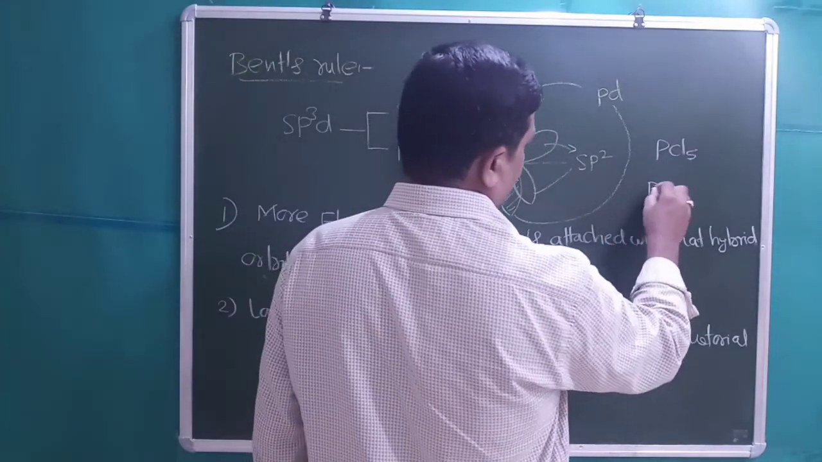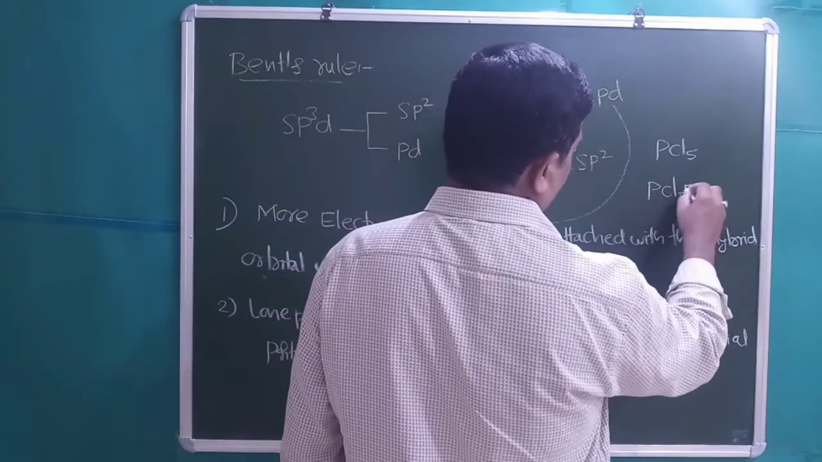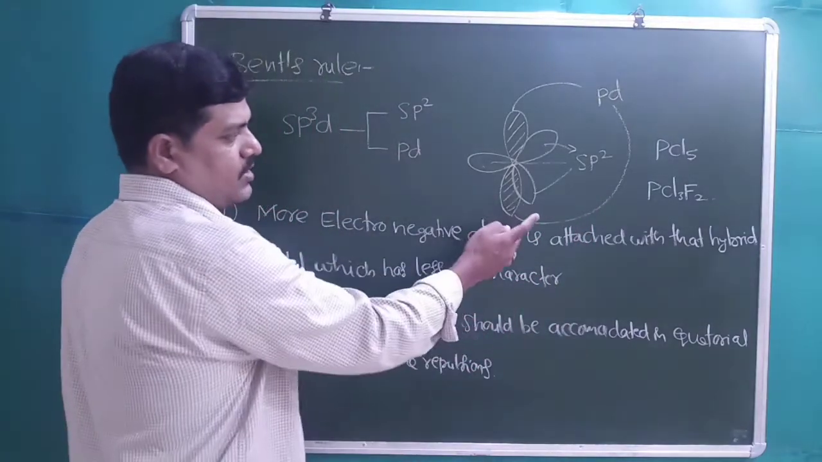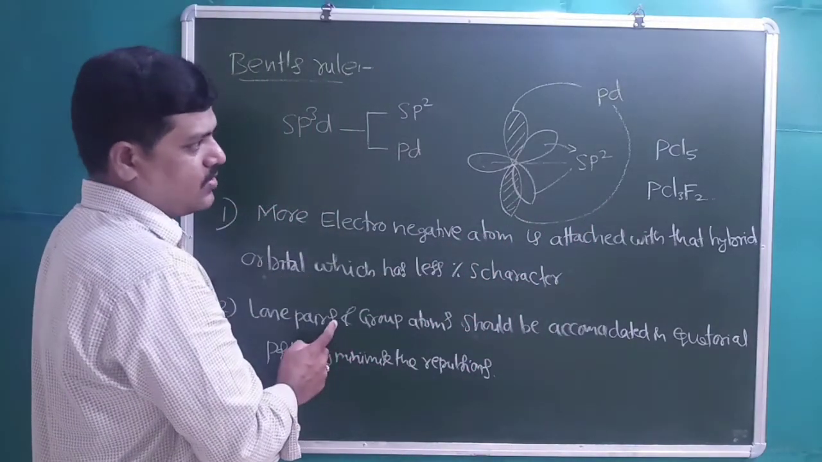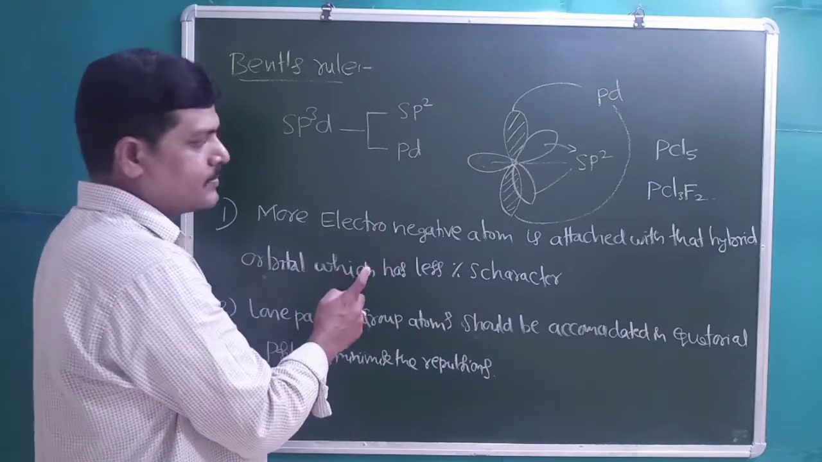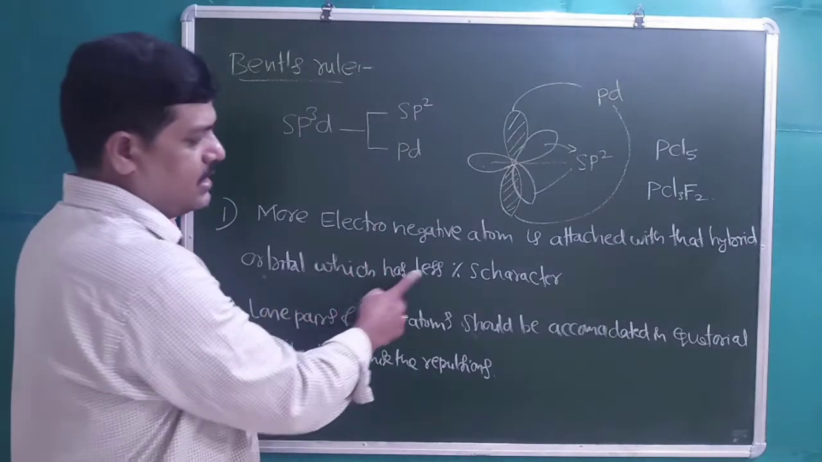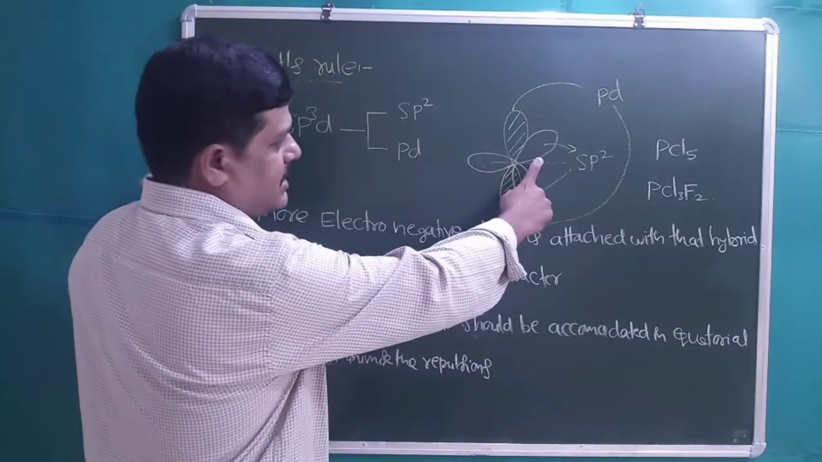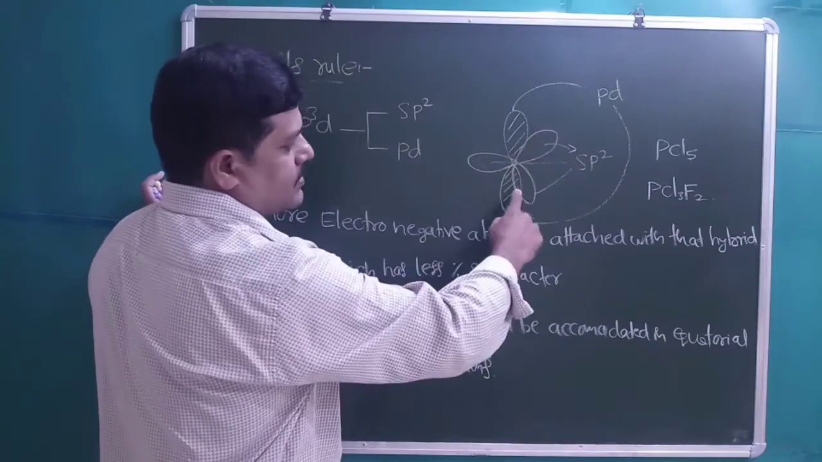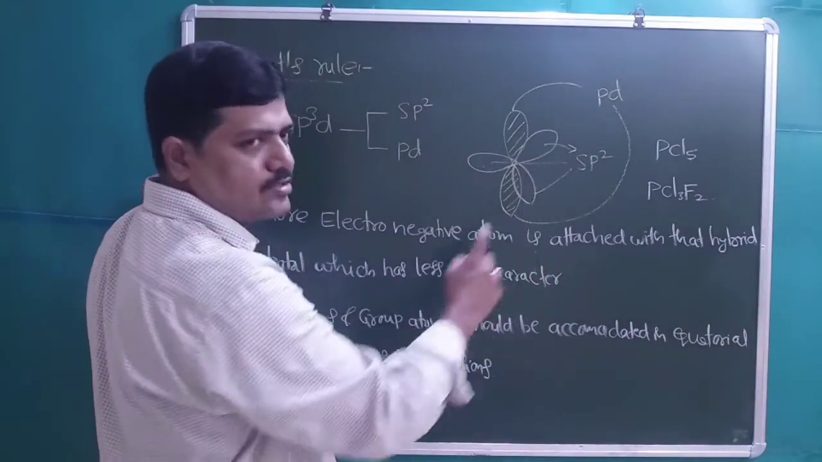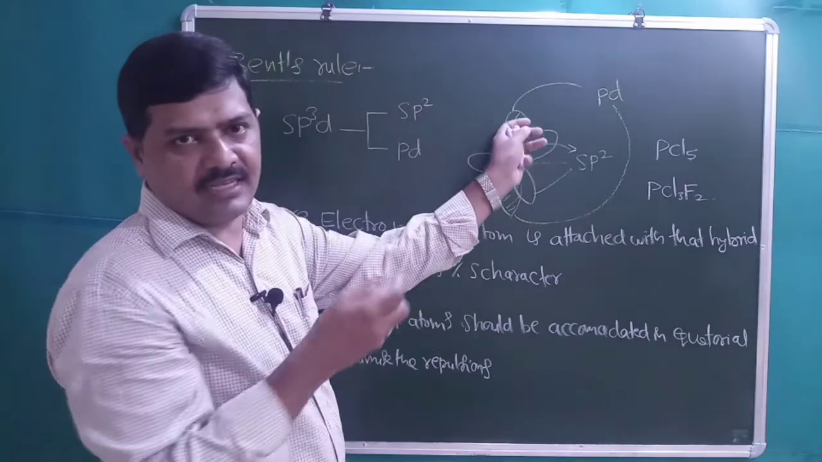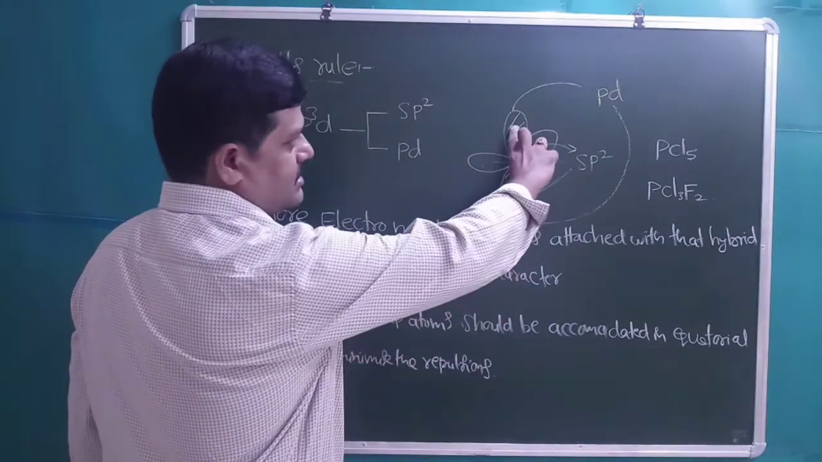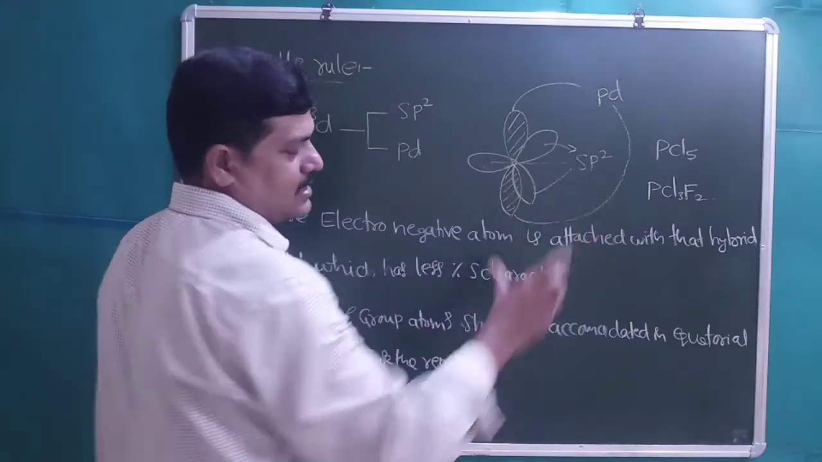If we have PCl3F2, then according to Bent's rule, fluorine is more electronegative than chlorine. Fluorine is attached to that hybrid orbital which has less percentage s character. So sp3d hybridization is divided into sp2 and pd. Then the position of the more electronegative fluorine should be the axial position, because these orbitals do not contain any s character, right?